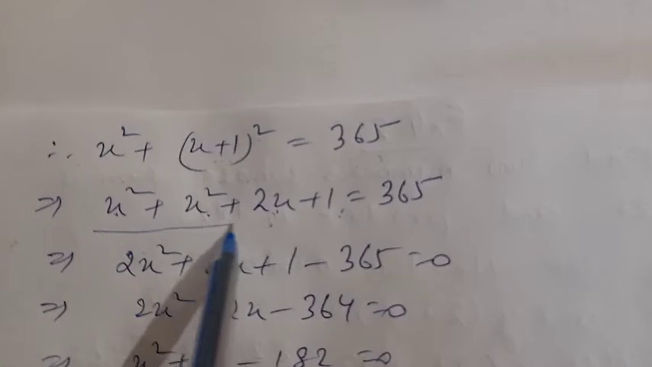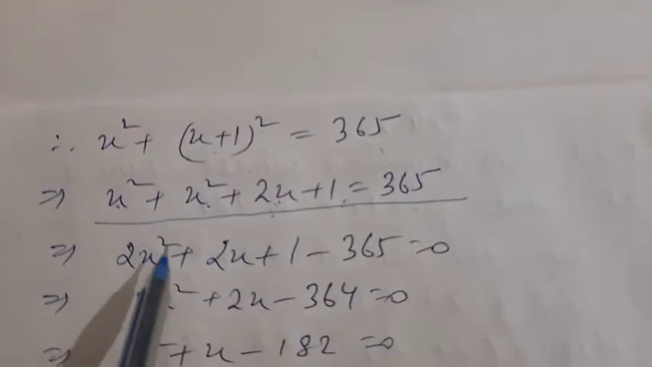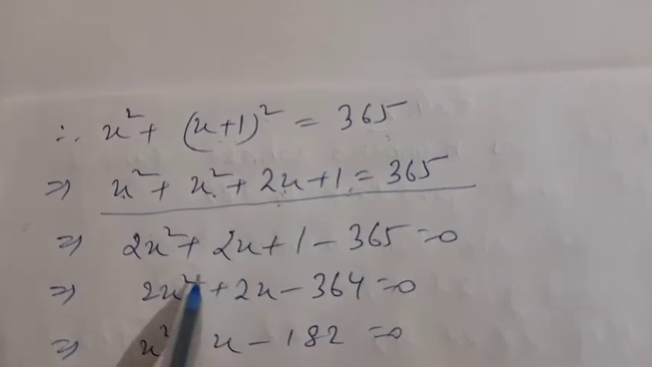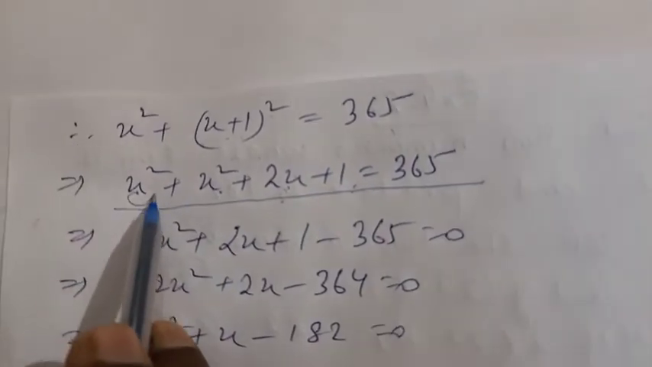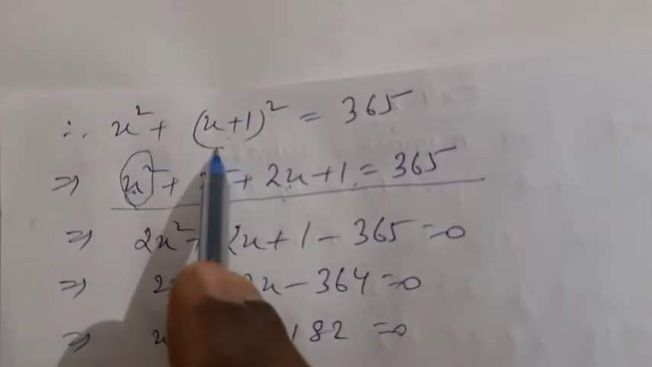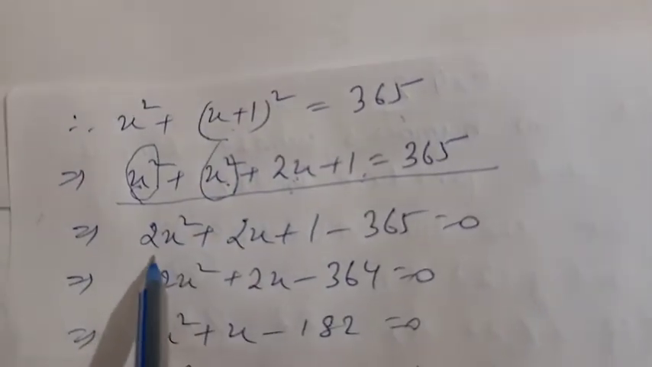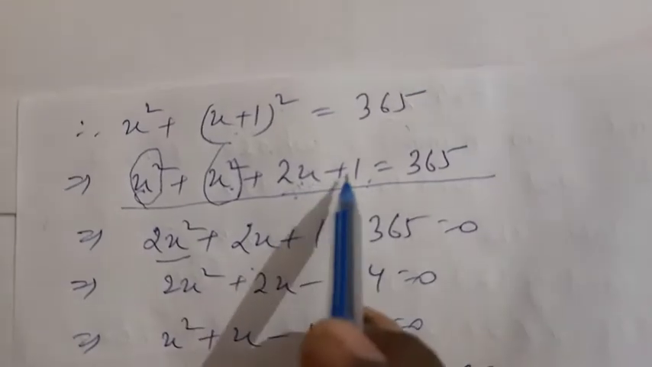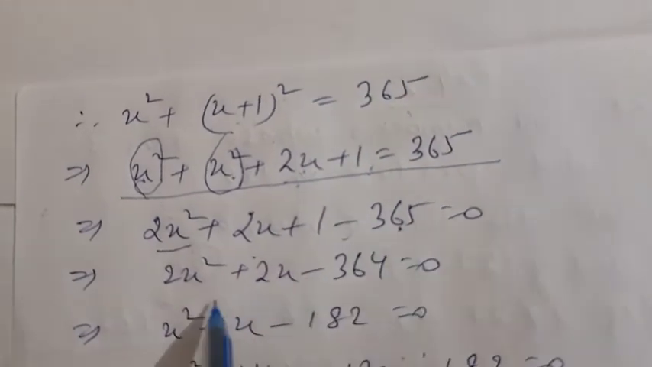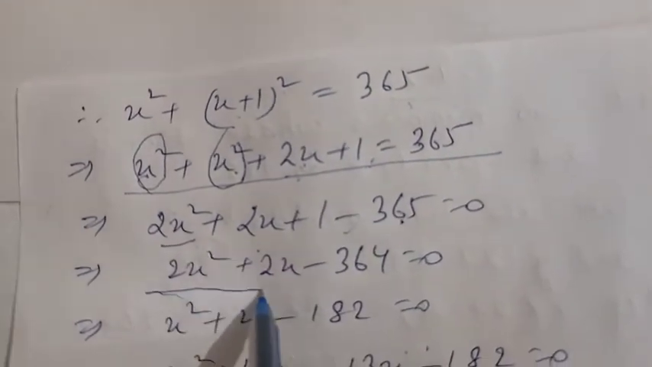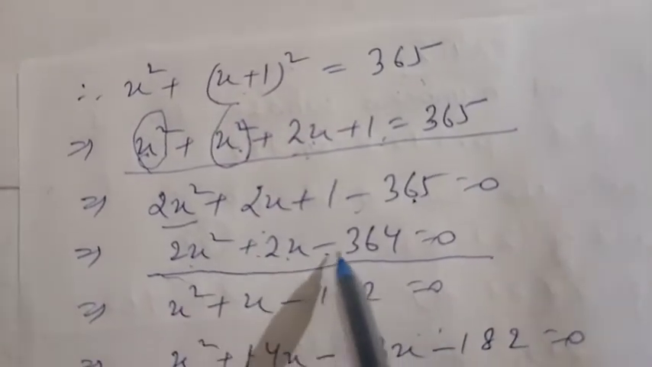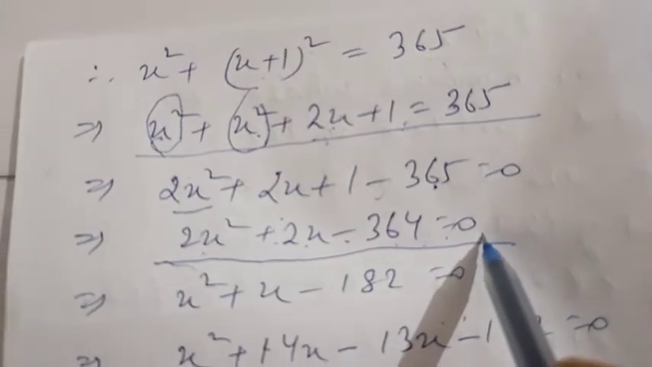When these are all added, it becomes 365. Now this 365 will be taken to the RHS. It becomes x square, and this x square becomes 2x square. 2x stays as it is, and 1 minus 365 will give us the final quadratic equation: 2x square plus 2x minus 364 is equal to 0.